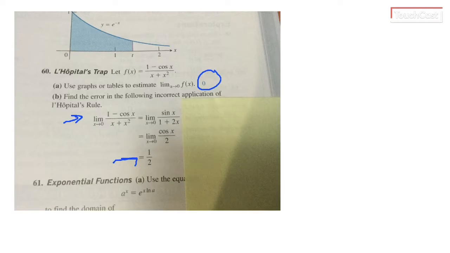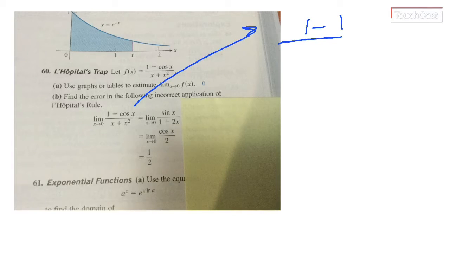I can check at this point. If I replace all my x's with 0, what's the result? So I'm going to do that here. That would be 1 minus cosine of 0, cosine of 0 is 1, divided by 0 plus 0 squared. And I do, in fact, end up with 0 over 0. So it's appropriate to apply L'Hopital's rule here.